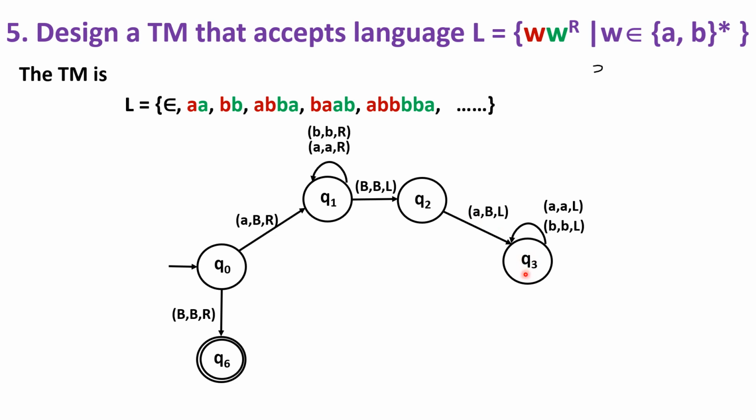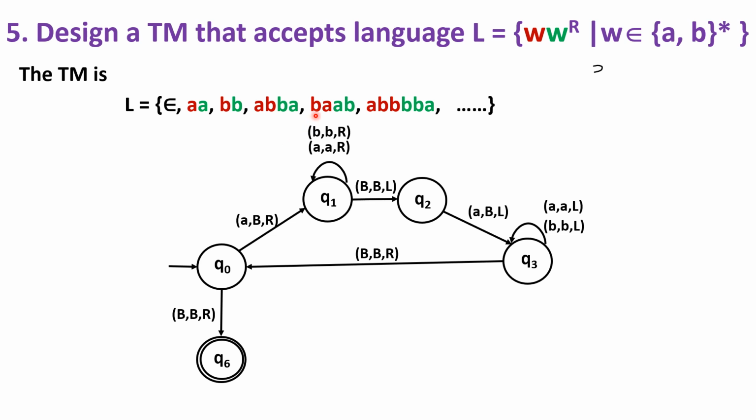In Q3, we must keep the symbols as they are and go on moving towards the left until we come across a blank. Once we come across a blank, this completes one cycle. Keep the blank as it is, move towards the right and change the state back to the initial state. So this was if it starts and ends with an A.